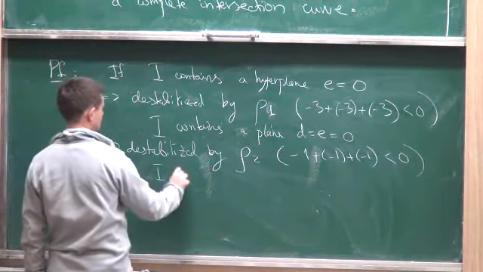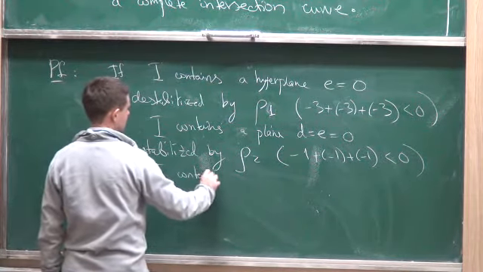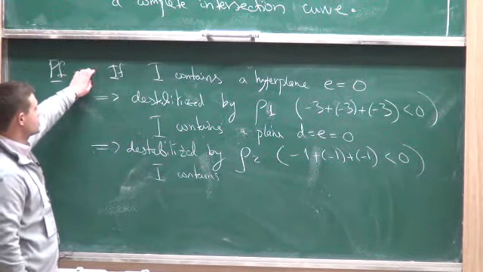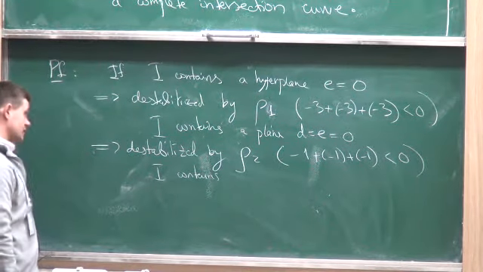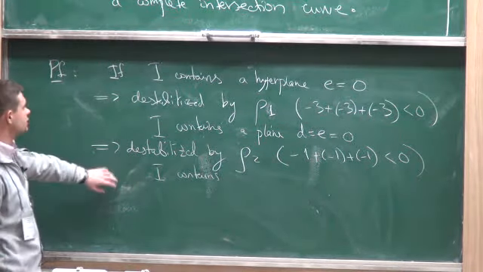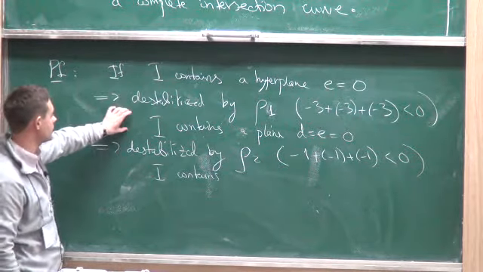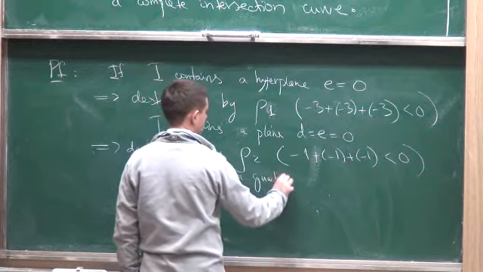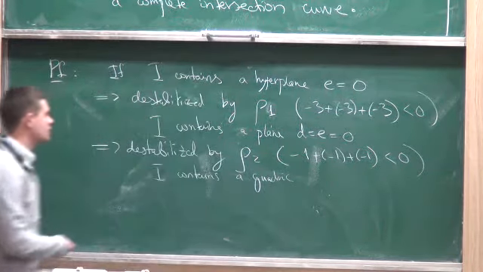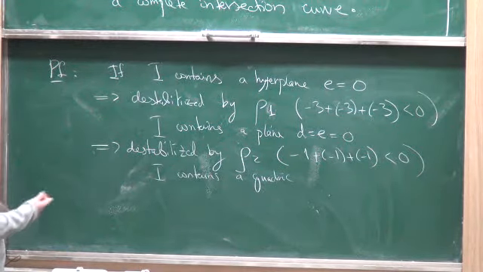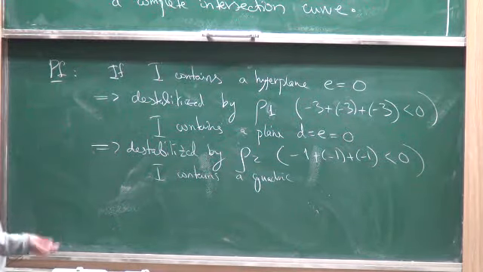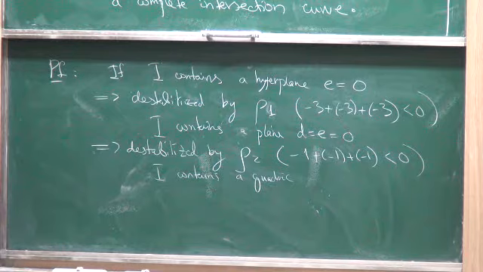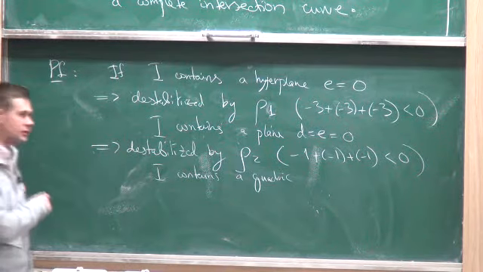If I contains a surface component, we've ruled out all the components of dimension 3. The only possibility is a hyperplane. Now, if you have a surface component in the intersection, it can be either a plane or a quadric. Well, if you have a quadric in the intersection of 3 quadrics in P4, then a pencil in the net will contain a hyperplane spanned by the quadric.